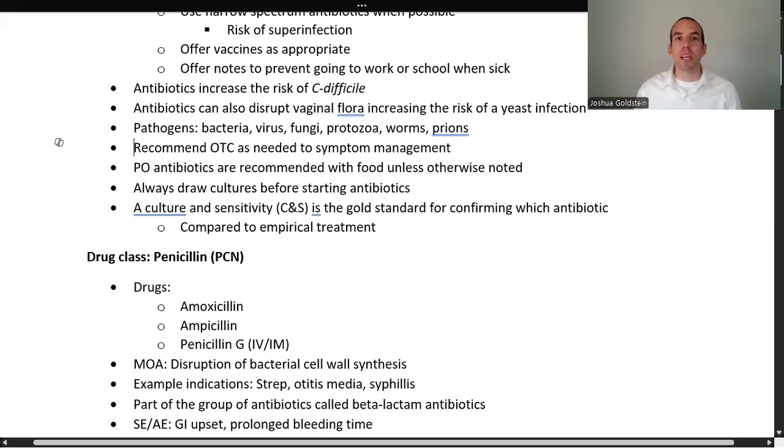A few more rules about general antibiotics. Antibiotics increase the risk of developing C. difficile. That's a GI infection that causes severe diarrhea. Antibiotics can also disrupt the normal vaginal flora and cause a yeast infection in females.